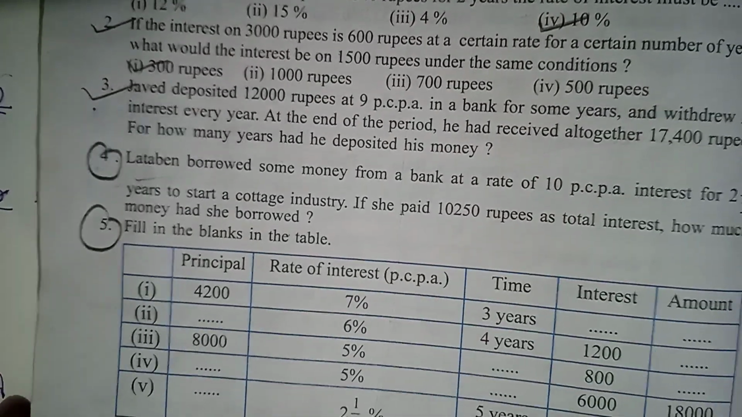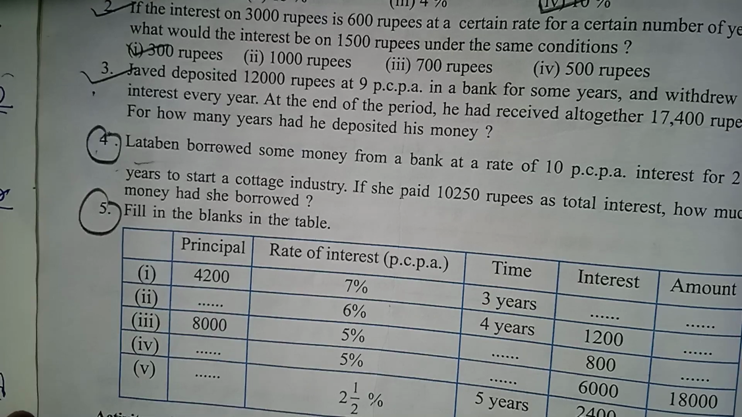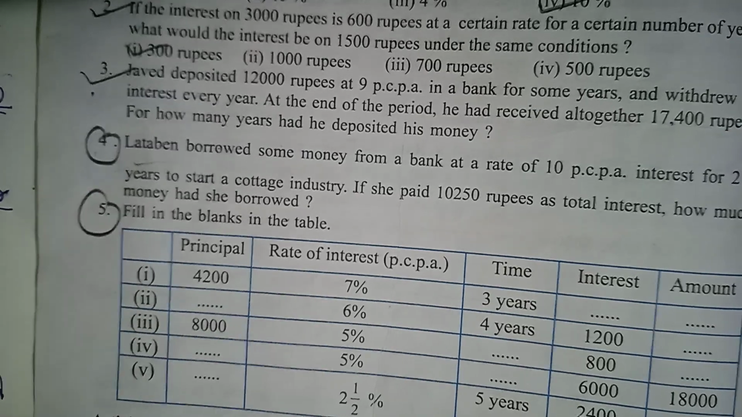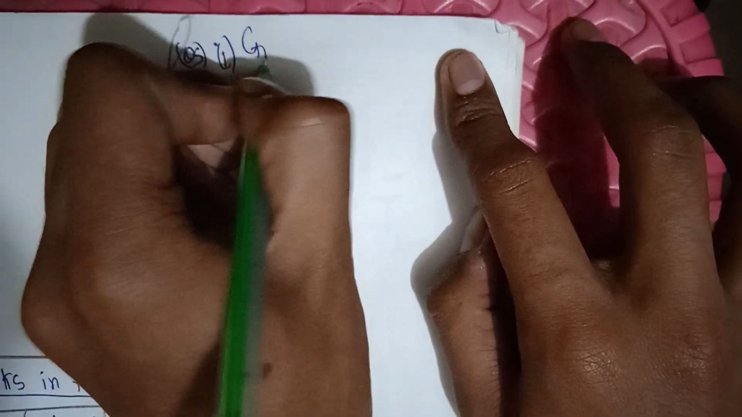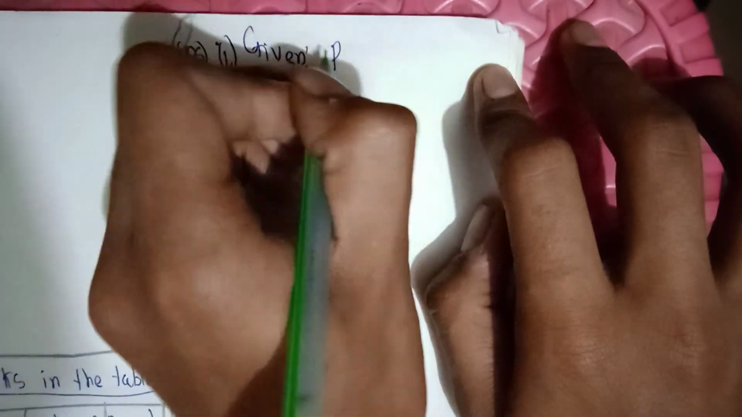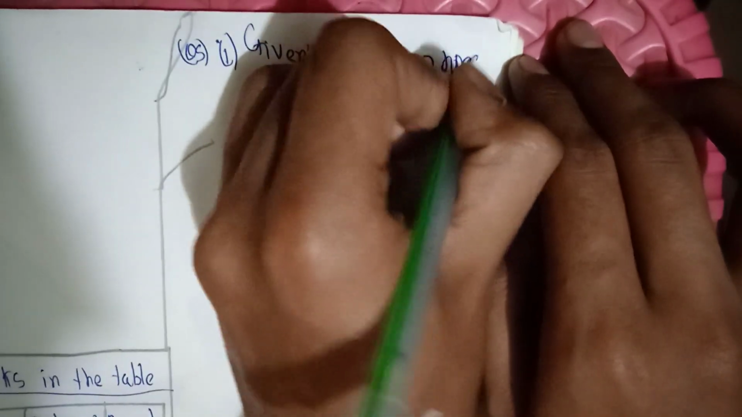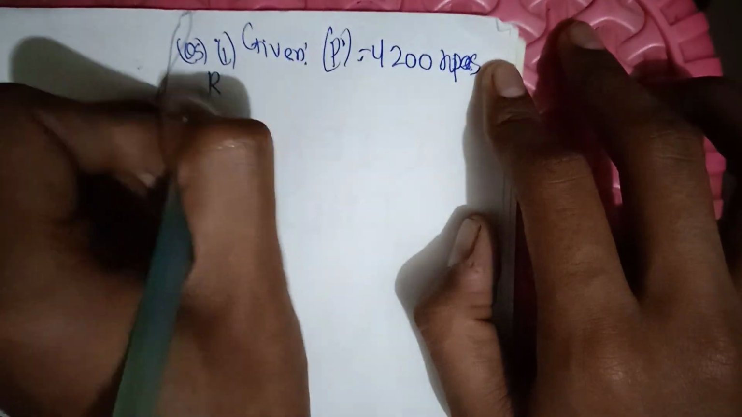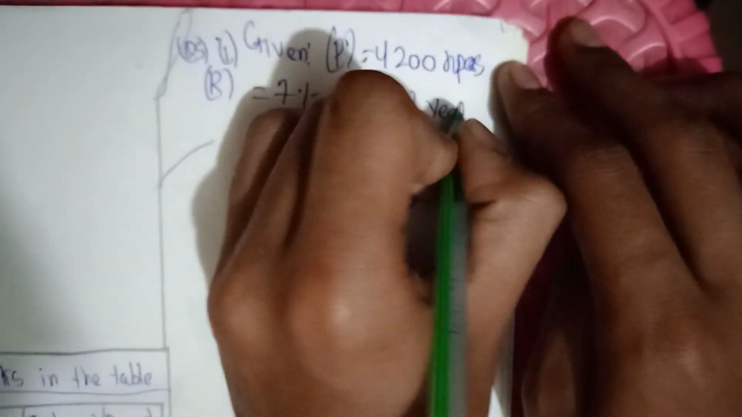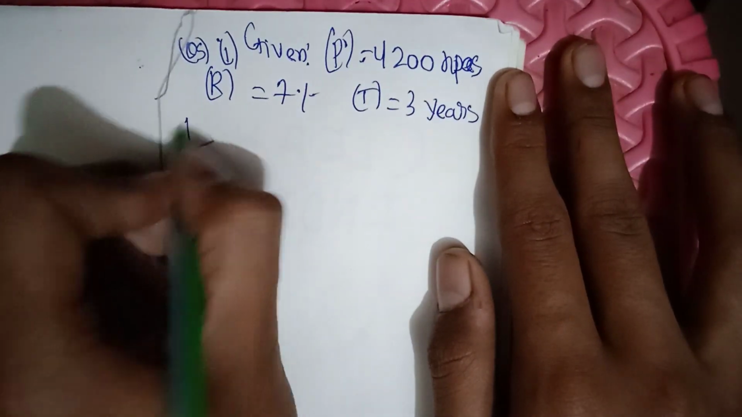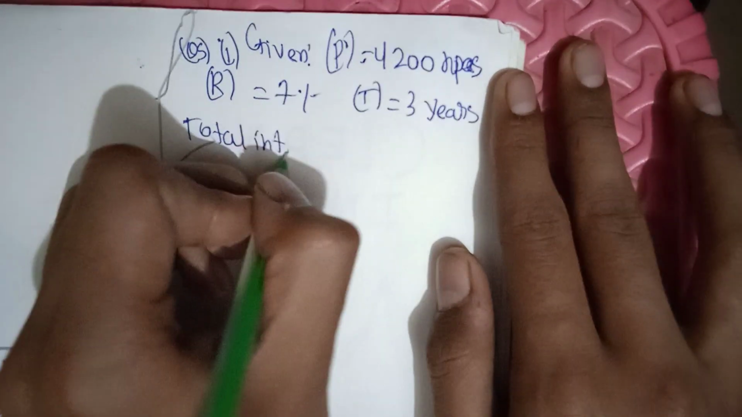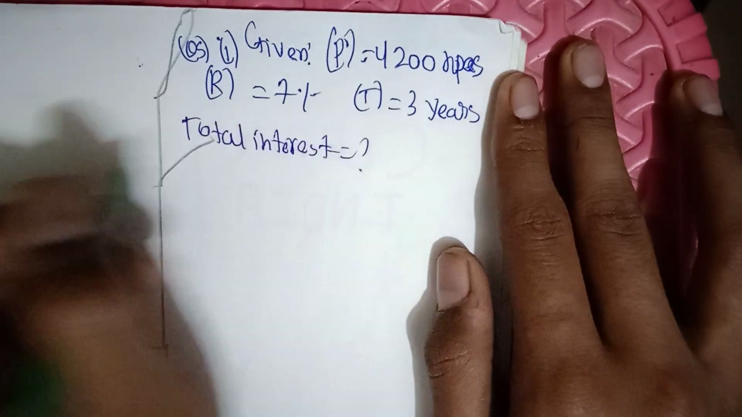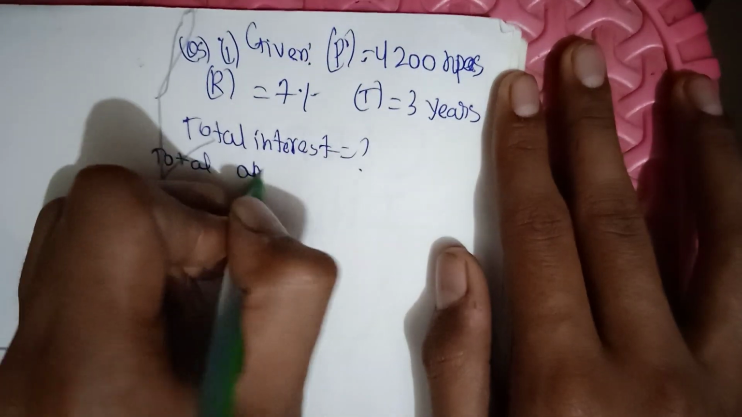Okay. So in this, the first one, principal is given, rate of interest is given, time is given, and we have to find the interest and amount. So let's find. What is given to us in the first example of question 5? Principal is given, 4200 rupees. Then R, rate of interest, is given 7%, and T, time, is given 3 years. What we have to find out is the total interest and total amount.